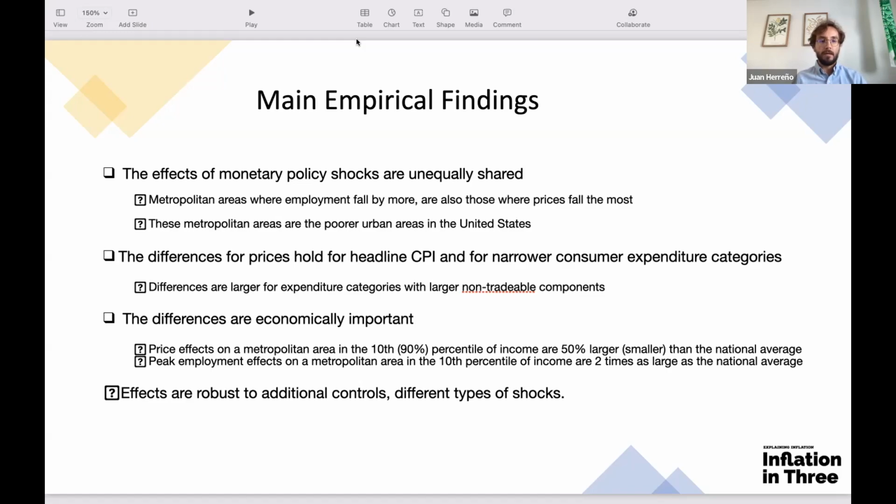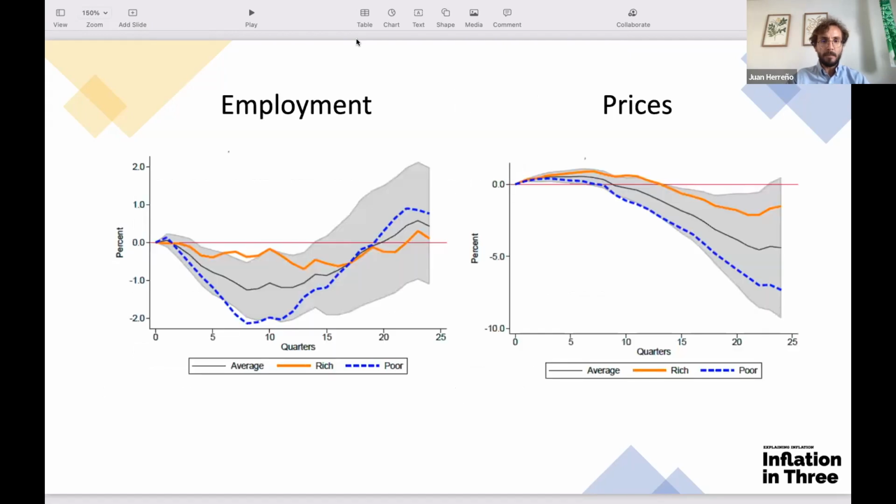For example, food at home, food away from home, shelter, and even very tradable prices like gasoline, but they're larger for expenditure categories that have larger non-tradable components. These differences are not only statistically important, but they're economically important. So if you were to compare the price effects of metropolitan areas that happen to be the poorest metropolitan areas in the US, the 10th percentile in the income distribution, those effects on prices are 50% larger than the national average. And the peak employment responses in those areas are twice as large as what you would see in the aggregate economy. So let me show you how that looks in a couple of figures.